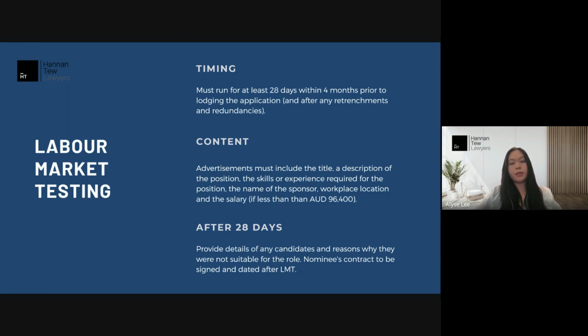The ads will need to be continuous or overlapping. If they are posted back-to-back or they don't overlap, it won't be acceptable for the application. The contract will also need to be signed by both the business and the applicant and be dated after the 28-day period is over.